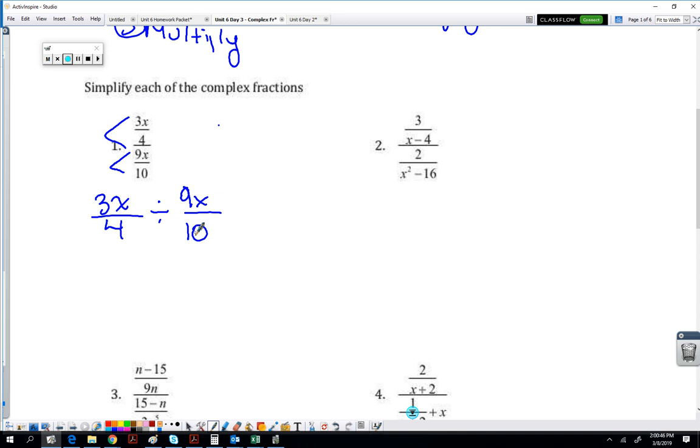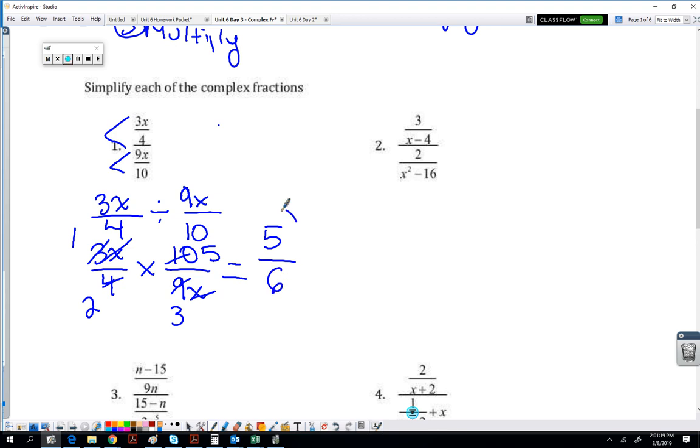So what we're going to do is keep my first fraction, change to multiplication, and then flip my second fraction. Now we can cancel. I can take out a 2 from the 4 and the 10, and I can take out a 3 from each one, and I can also take out an x. So now we cancel whatever we can. And now we multiply. 1 times 5 is 5, and then 2 times 3 is 6. And that is your final answer.